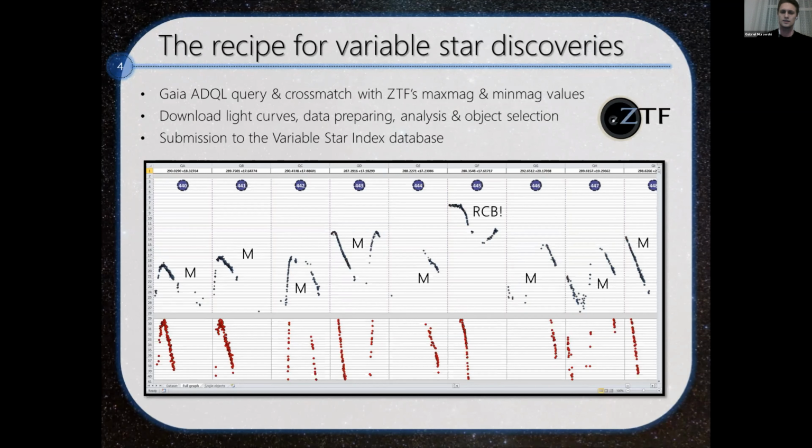Here, what you see is a screenshot from Excel, how the Universe project from my side looked like. So I can see light curves of my candidates, variable star candidates, and if I am focused on only a specific type of objects, for example, RCB, that you can see right here, I can really speed up the process quite fast.